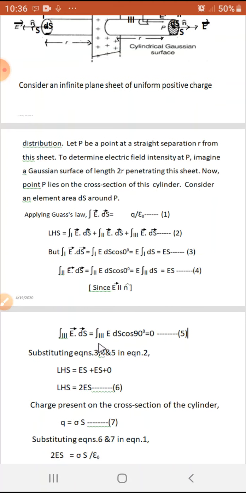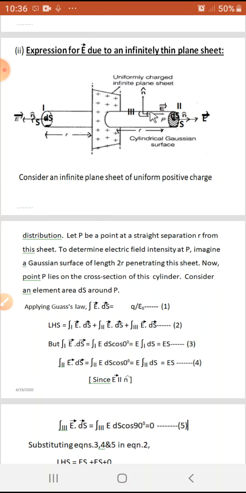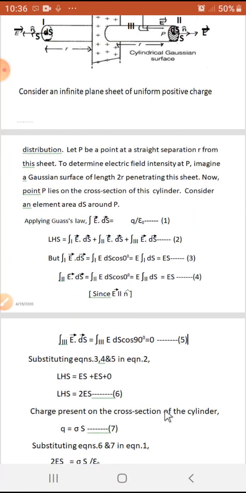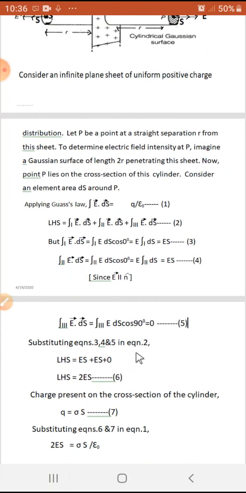Then the third surface, vector E dot vector ds of the third surface becomes E ds cos 90, because over the curved surface area, vector E is perpendicular to vector ds. The value becomes 0. Substituting, same as the previous derivation, equations 3, 4 and 5 in equation 2, the LHS becomes ES plus ES plus 0. The first two values are ES and the third value is 0. The value becomes 2ES.